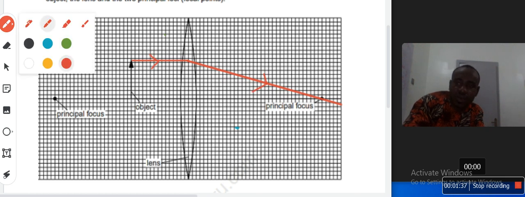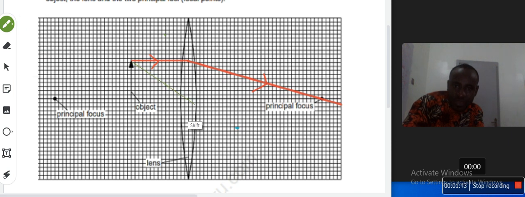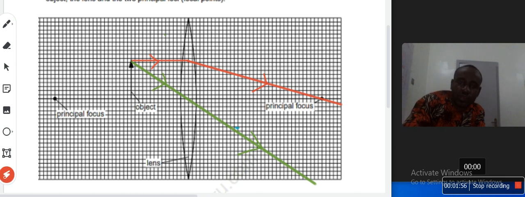I can draw the second ray with a green marker or even a blue marker. Okay, let me use a green marker. A ray that passes through the geometrical center doesn't bend, it just goes straight. As you can see, these two rays will never meet.